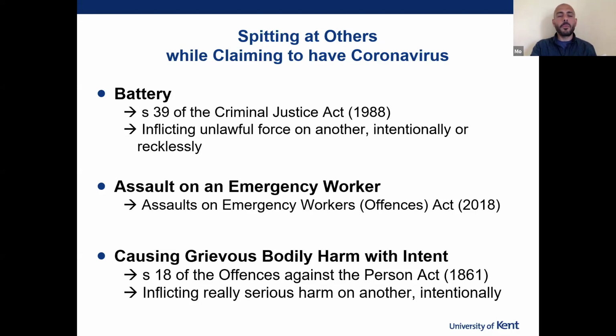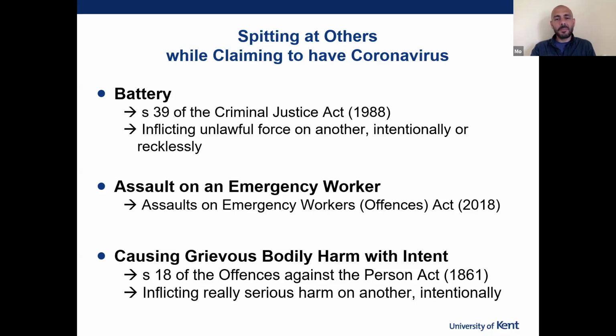Some of you might want to ask the question, but actually, wait a minute. If for battery you need the offender to actually touch or have some kind of contact with the victim, how is spitting contact? Because you're not really touching somebody with your hands or your feet or any part of your body. Well, you'll be pleased to know that as far as battery is concerned, there doesn't need to be direct contact. For instance, if somebody in a pub throws their beer at somebody else, basically throwing liquid at somebody else, that is considered an example of battery.